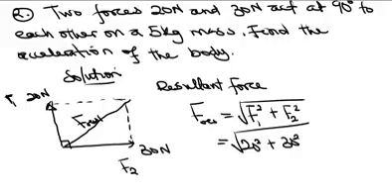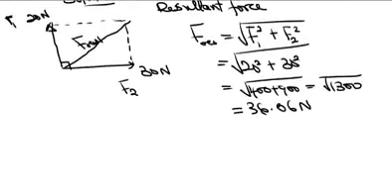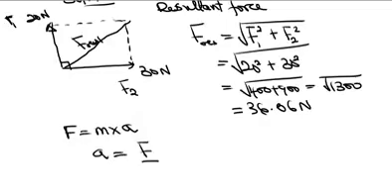As you can see, that's going to give us the square root of 400 plus 900, which is the square root of 1300. And the square root of 1300 will give us 36.06 Newton. From there, we can now use Newton's second law, which says that F is equal to mass times acceleration. So here acceleration is going to be force over mass.